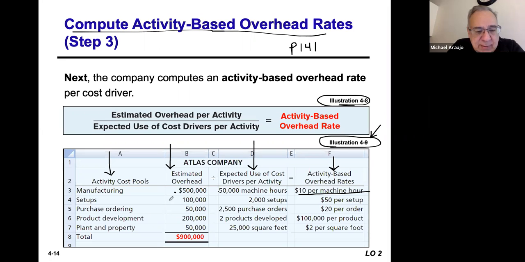Numbers of setups, right? They said they were going to estimate that cost at $100,000. They estimated they would need 2,000 setups. Well, if you're spending $100,000 on 2,000 setups, that's $50 for each setup. So how many setups does the bench require versus the coaster, the ab coaster? Because then you can start allocating direct costs for setups.